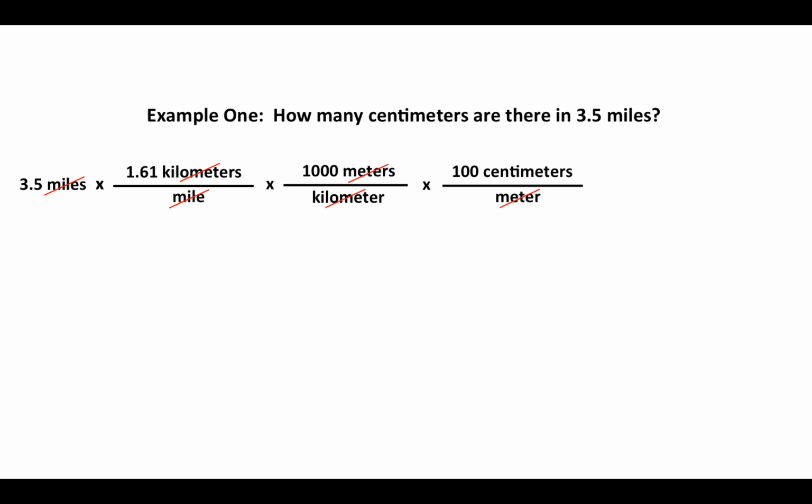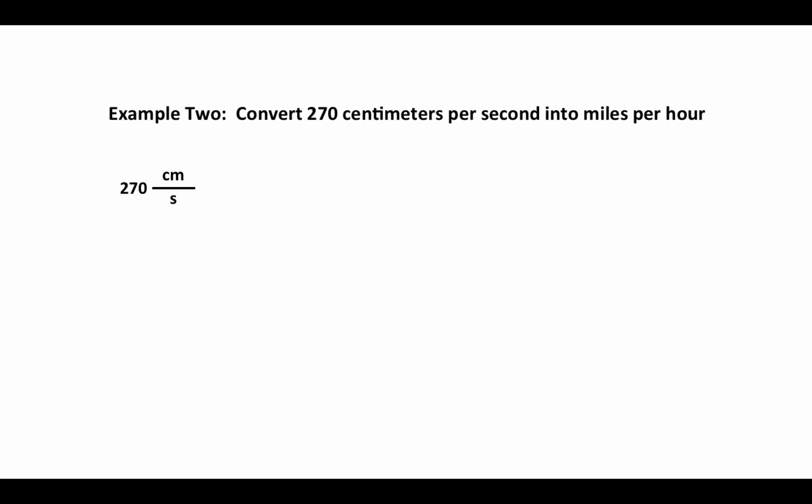So when I multiply this out, I get 563,500 centimeters, which I can more appropriately write as 5.6 times 10 to the 5th centimeters. Example 2, convert 270 centimeters per second into miles per hour.